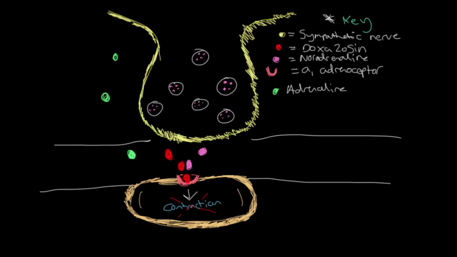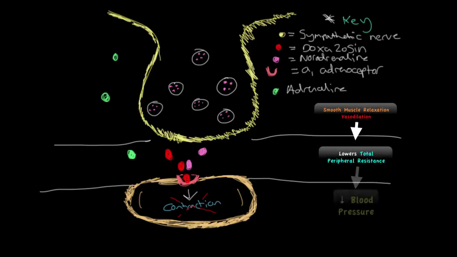So in this situation, what doxazosine does is it binds to the adrenoceptor instead of adrenaline, competing for the space. The difference between doxazosine and noradrenaline is that doxazosine does not produce the physiological effects that underpin the stress response. The net effect of doxazosine binding instead of noradrenaline is smooth muscle relaxation and vasodilation, leading to a decrease in total peripheral resistance that subsequently lowers blood pressure.